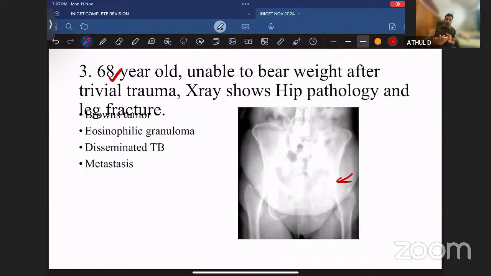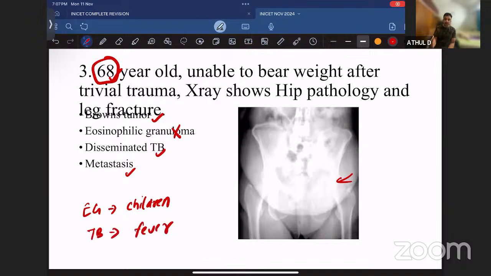So in these questions, you have to rule out each and every option. So first we can rule out eosinophilic granuloma, because eosinophilic granuloma is seen in children. Here in the question, the patient is 68 years old. So you can rule out eosinophilic granuloma. Then the differential: Brown's tumor was the first option, disseminated tuberculosis, metastasis. For TB, they will usually give you the history of fever. So if there is history of fever, then you should think of TB. But most of you were telling that there was no history of fever. So I think we can rule out TB also. So TB is also ruled out.